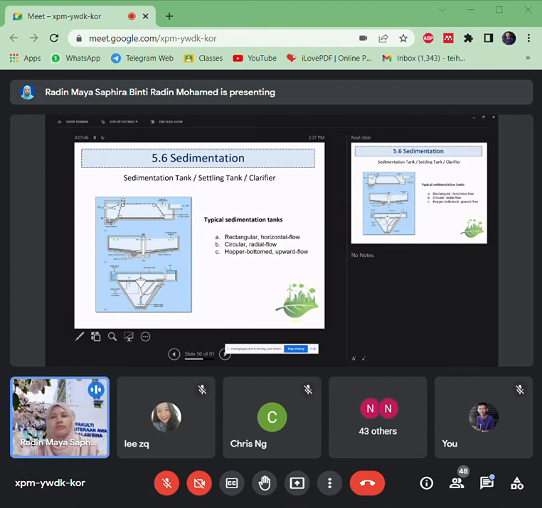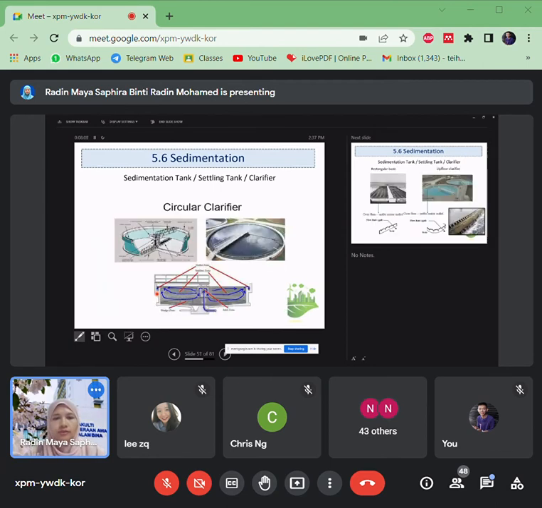So there are various types of sedimentation tanks. We can sometimes use rectangular. The second one is the circular one, right? And then the third one is a hopper bottom outward flow. So this is an example of the circular clarifier.